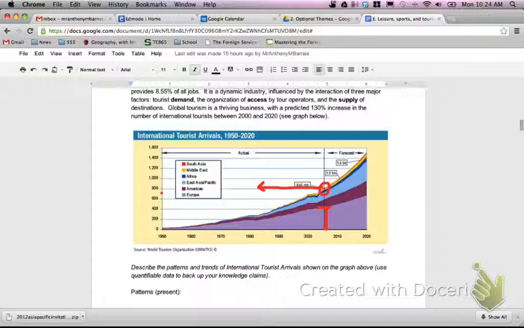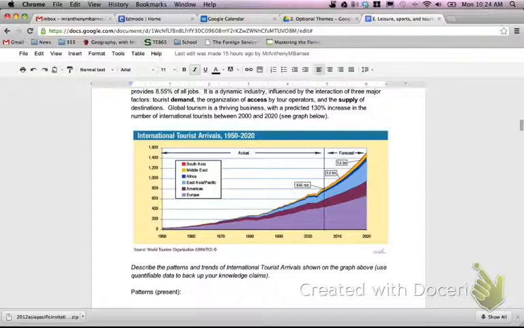The reason that they show it like this is because they want to stack it so that you can see the overall number of tourists worldwide and how it's increased over time. And so don't get confused. Europe doesn't have the least. Actually, Europe has the most.